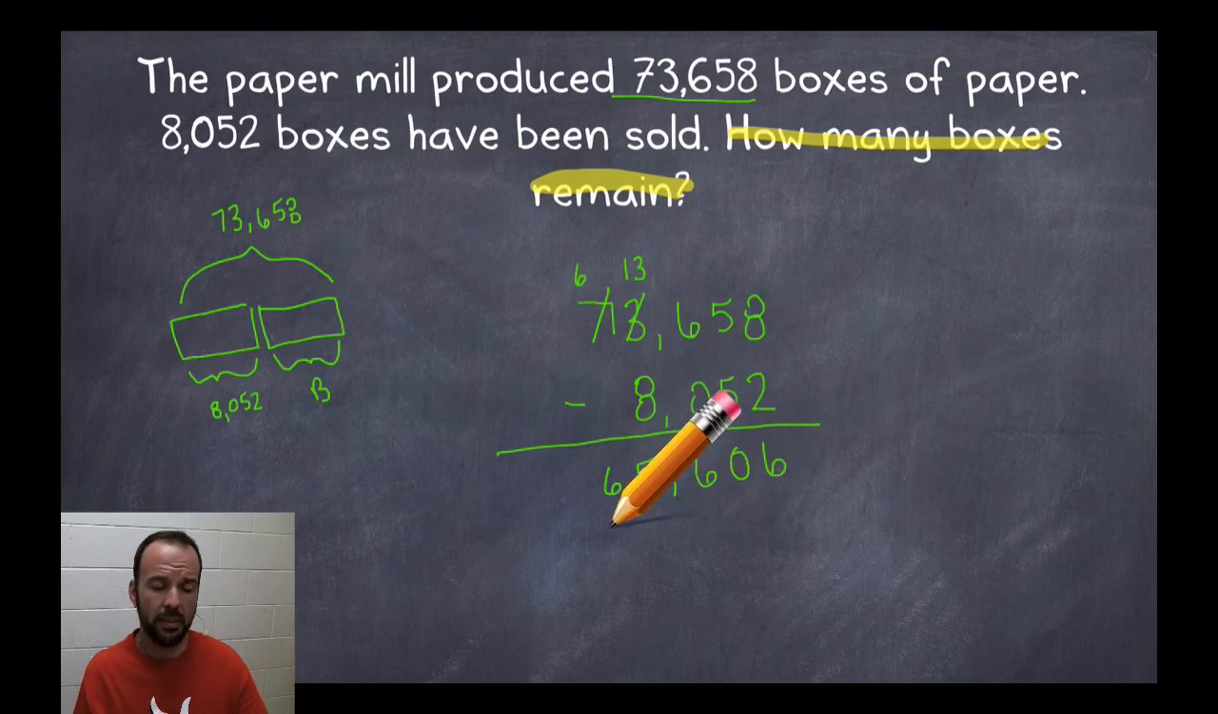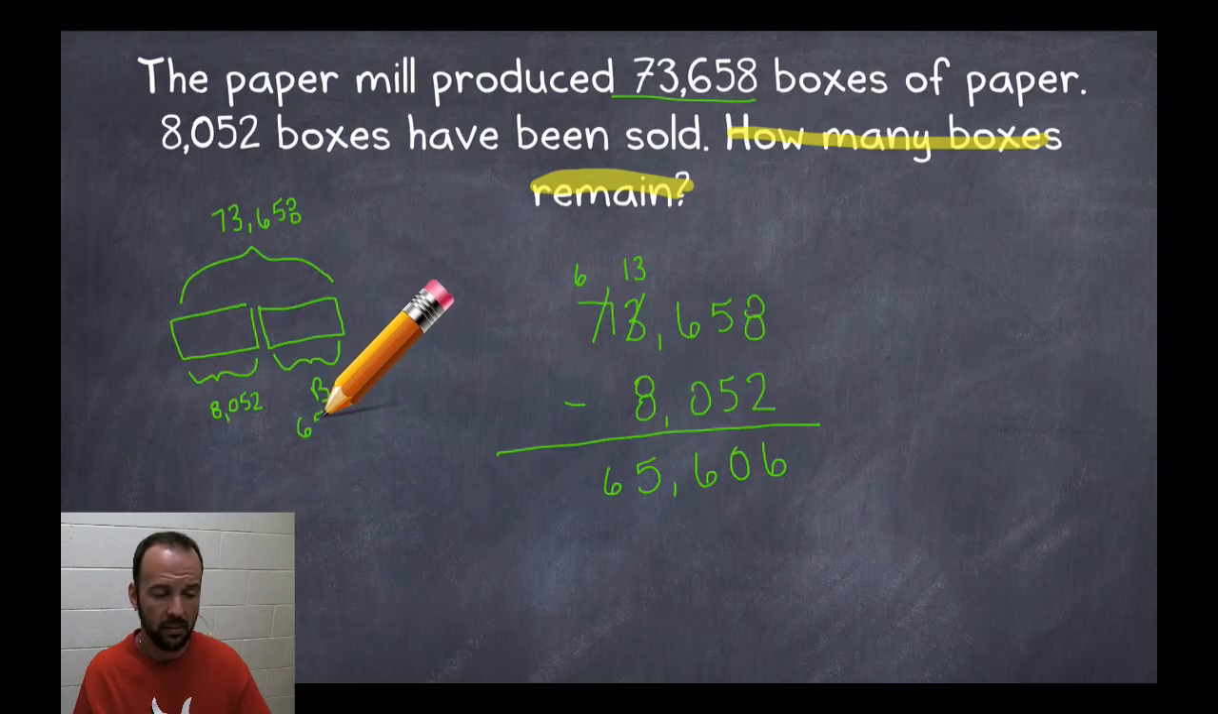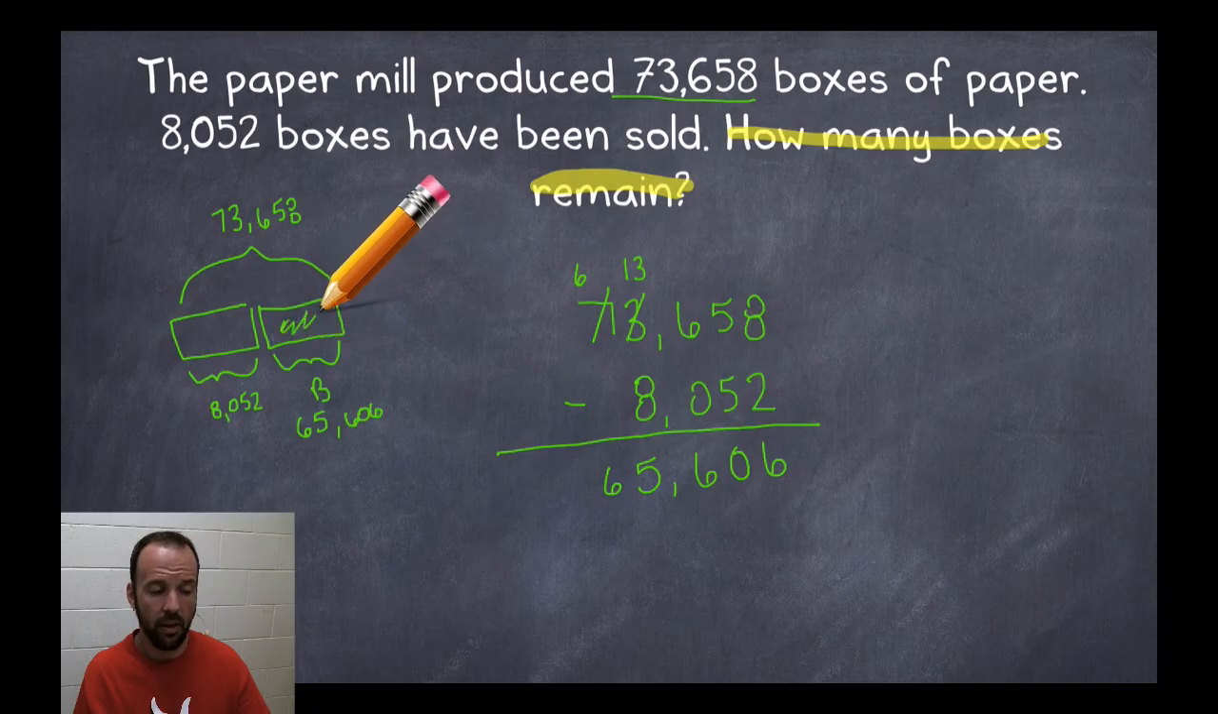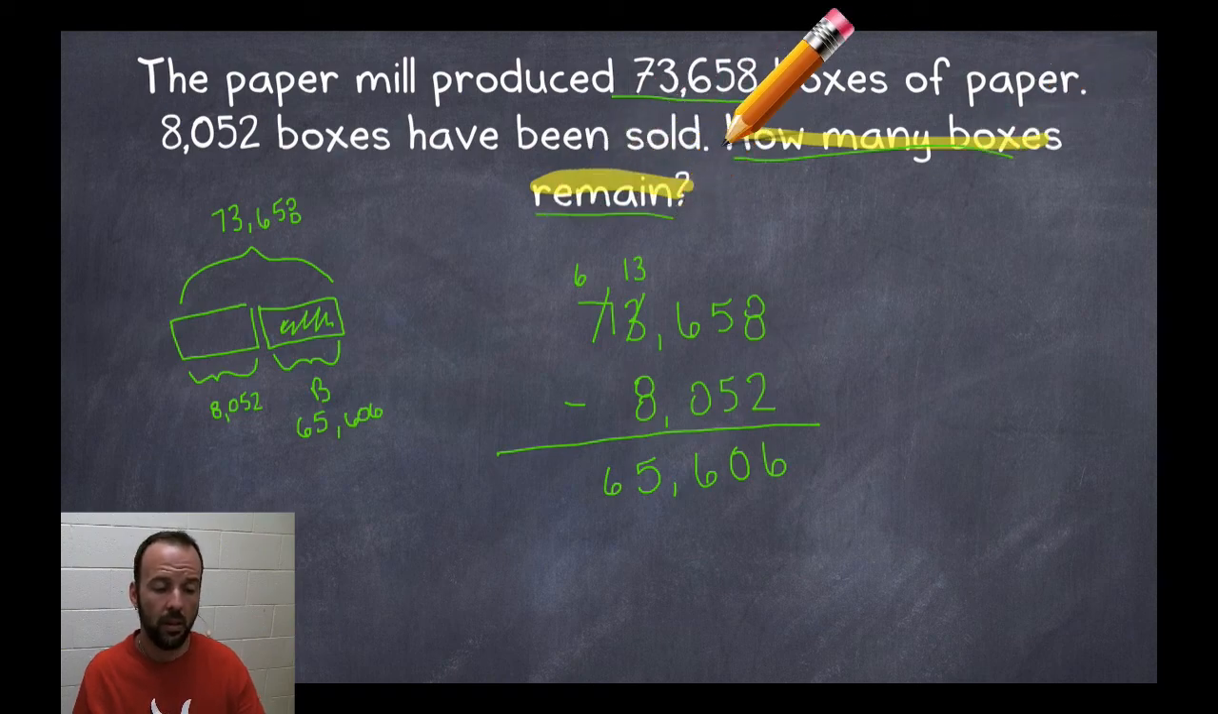So my answer is going to be 65,606, which means that's how many boxes are left over. So my leftover boxes is now 65,606. And I know what my missing value is here, which is also the answer to my problem, how many boxes remain. Okay, so what we just did here was use the standard algorithm to help us subtract numbers.